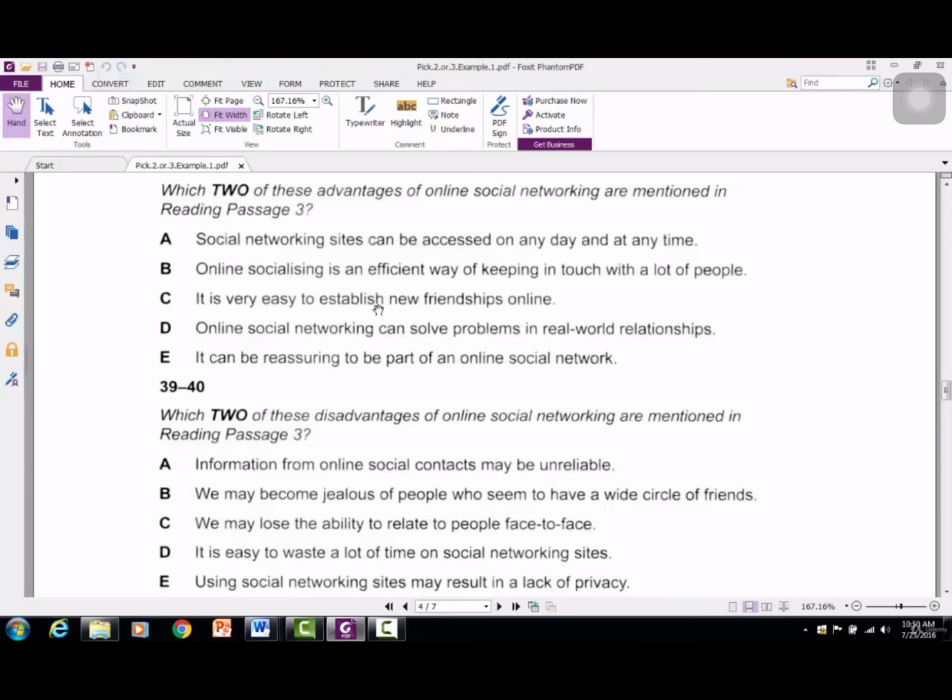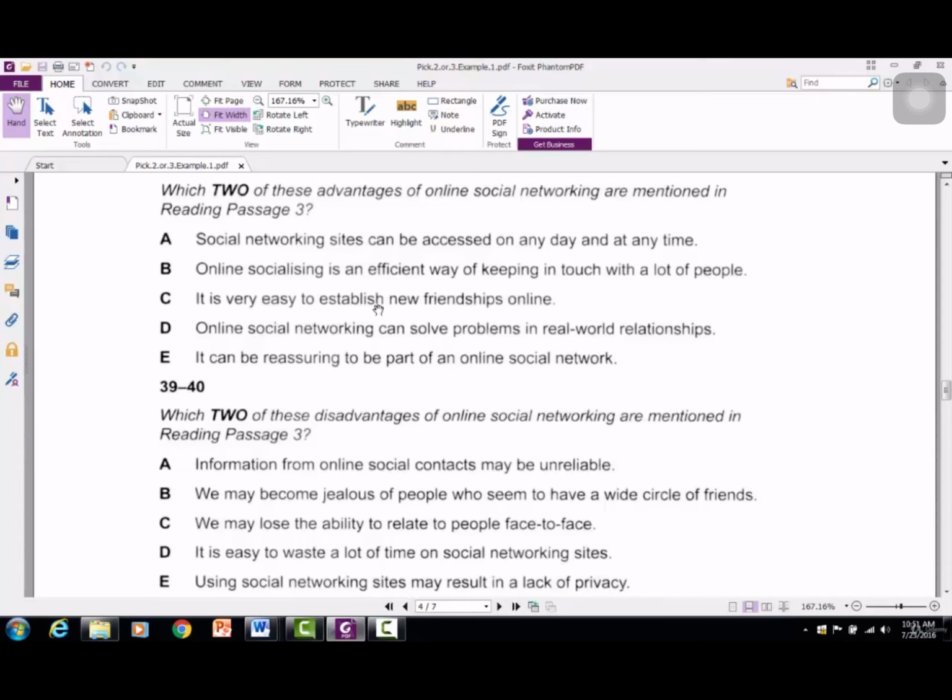The thing that makes this hard for you is that for 37 and 38, A, B, C, D, and E are all advantages. But the key thing is which advantages are mentioned in the reading passage. That's what makes it really tricky, because all of those are advantages. So you can't just guess. You have to look and see which two of these five are mentioned in the passage. That's what makes a pick two or three from a list question really a challenge.